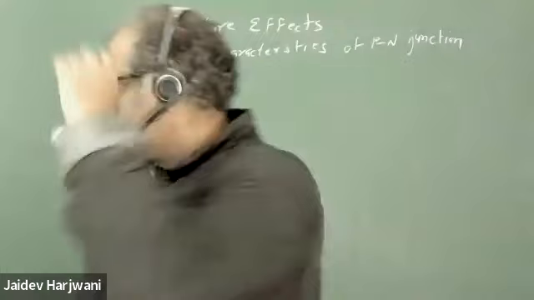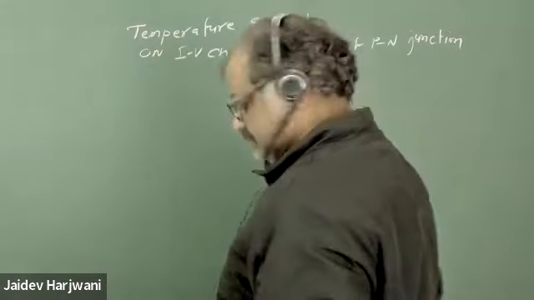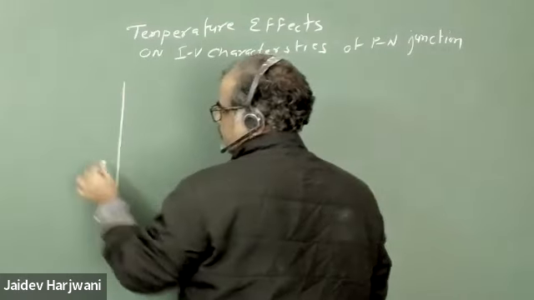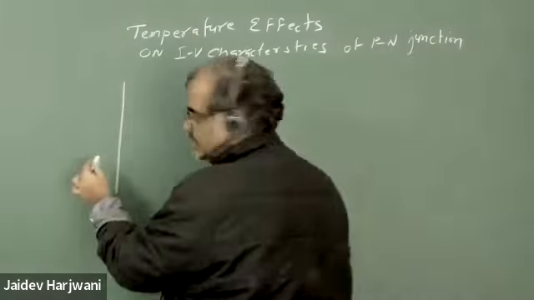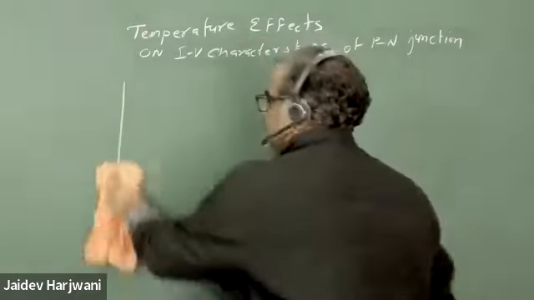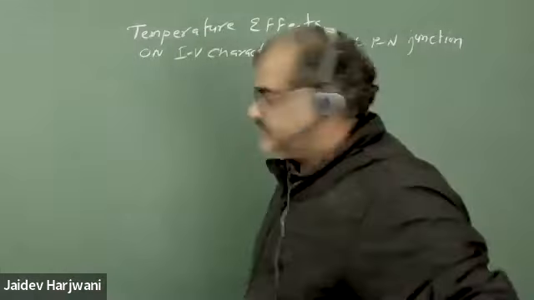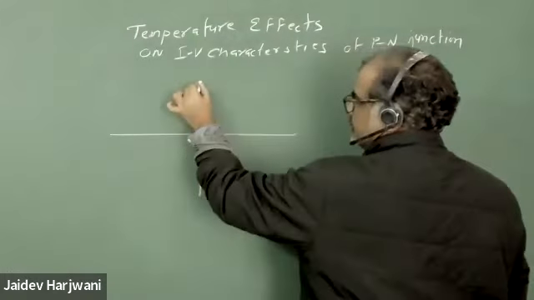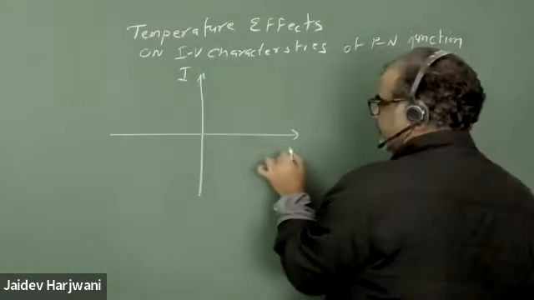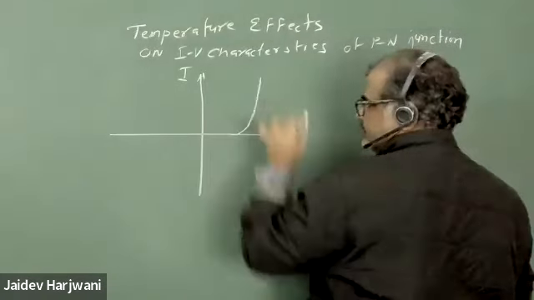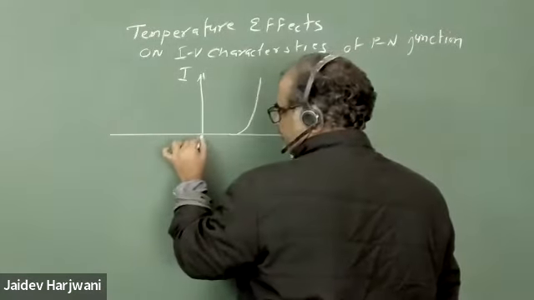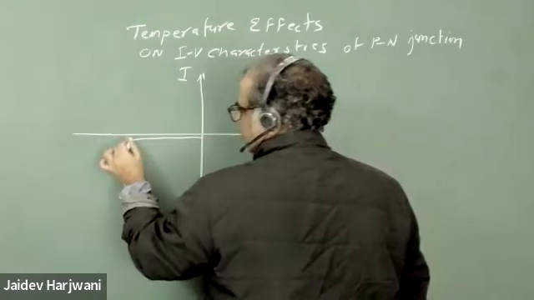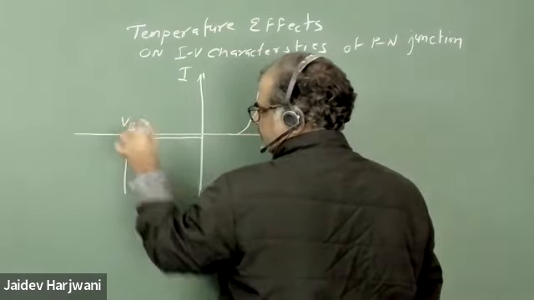Okay, so let us continue. Yesterday we saw the IV characteristics of the PN junction, how current flows in forward bias and reverse bias. In forward bias you get exponentially increasing current, and in reverse bias you get very minimum current. And this is your breakdown voltage.